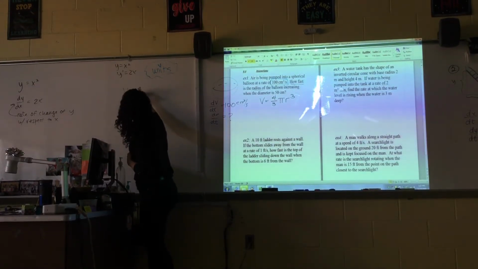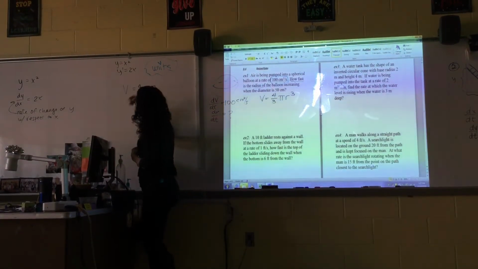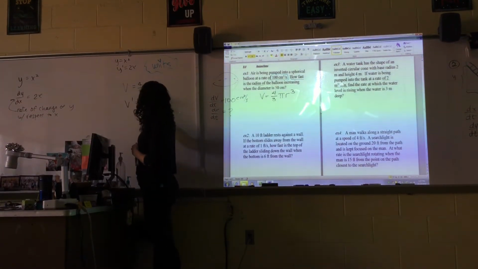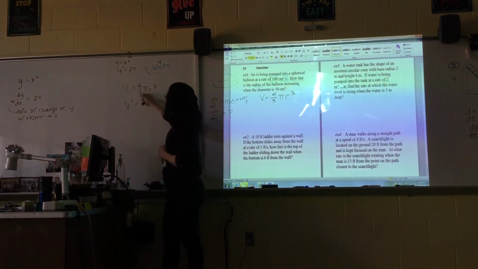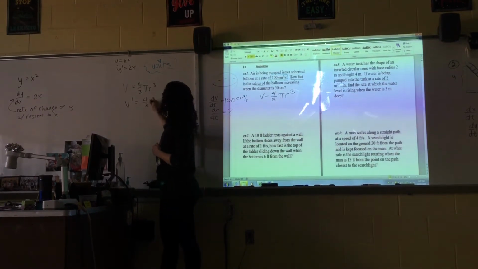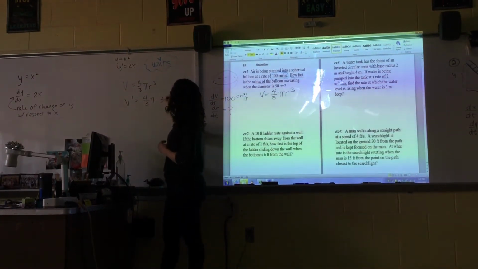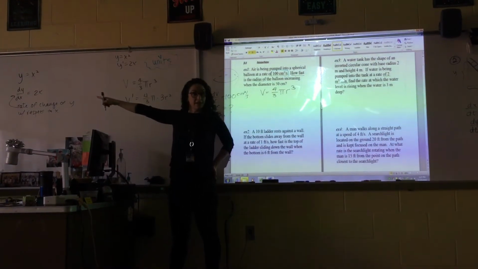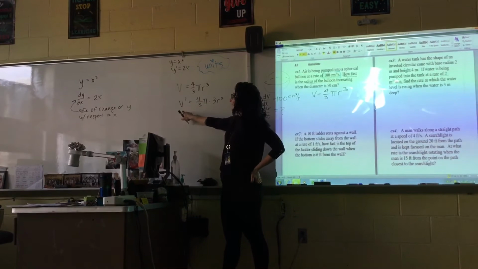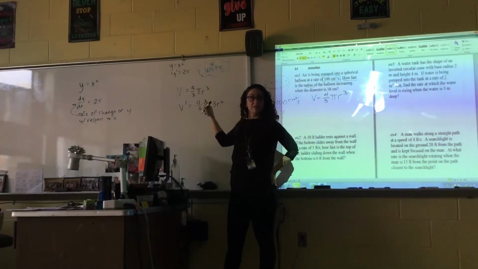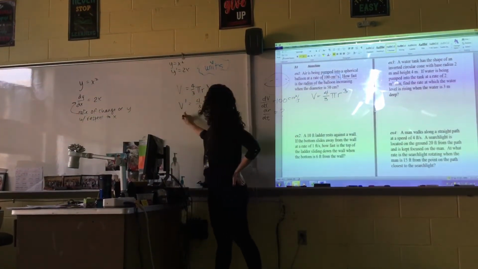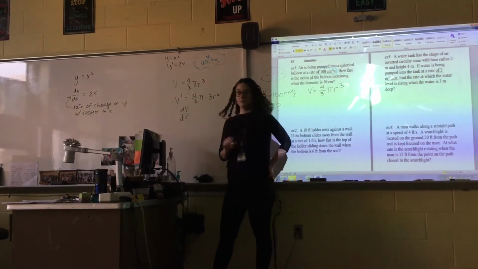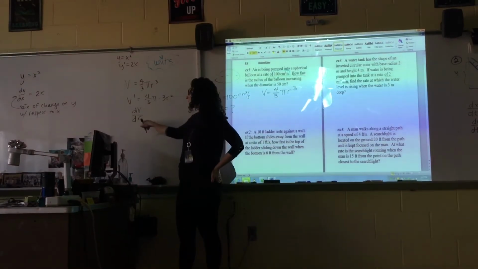So if I had V equals 4/3 pi r cubed, and I took a normal derivative, V prime would be: the 4/3 pi is a coefficient, so I'm going to hold it, and the derivative of r cubed would be 3r squared. If y prime is the same as dy/dx, what is this V prime the same as? dV/dr. It's the rate of change of volume with respect to my radius.